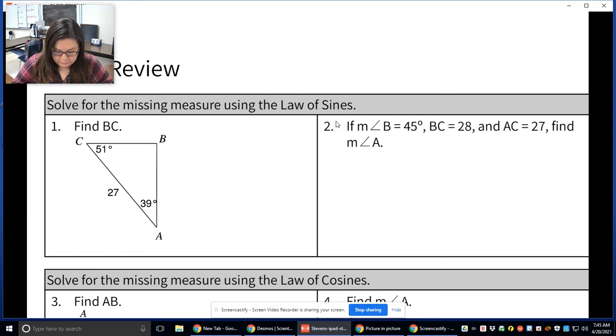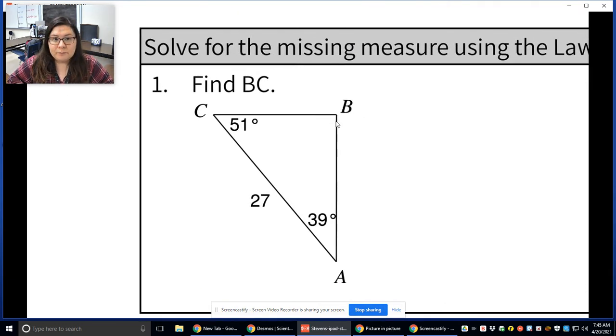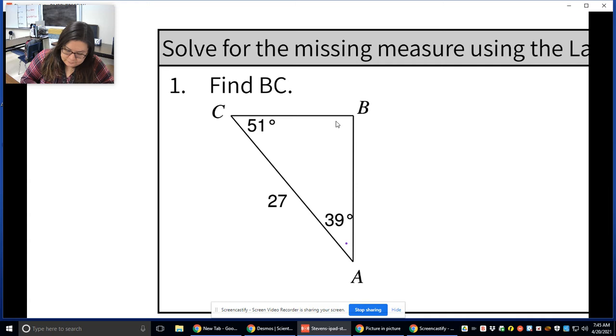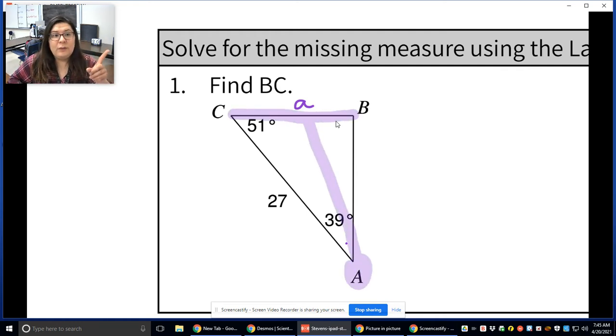For example, let me zoom in to number 1 closer. They want us to find BC. So they want us to find side A, if you think about it, because if this is big A, this would be little a, and there's my BC. So what we're looking for is opposite angle, opposite side. We have angle A, that's 39, and we're looking for its opposite side. So that's one pair, but you also need a second pair.